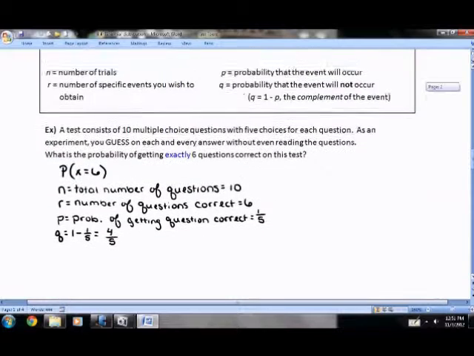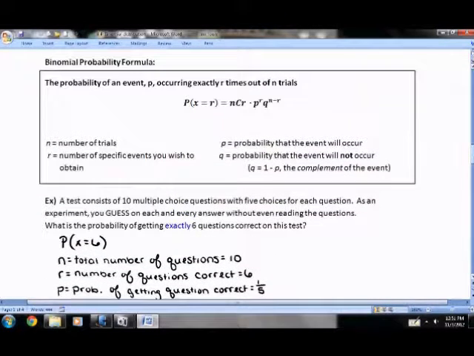what we can do is look at a formula. The formula that we use anytime we're talking about binomial probability is this one right here. The probability of x equaling r, where x is the number of successes. So it's saying the probability of having r successes equals nCr times p to the r power times q to the n minus r power, where n is the number of trials, r is the number of specific events you wish to obtain, p is the probability that the event will occur, and q is the probability that the event will not occur. In your book, instead of writing q, they write 1 minus p, which is just the complement of the event. So it's still the exact same formula.